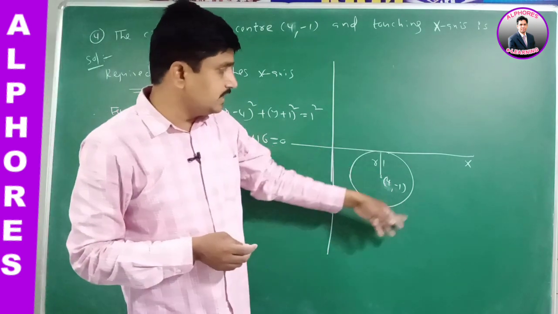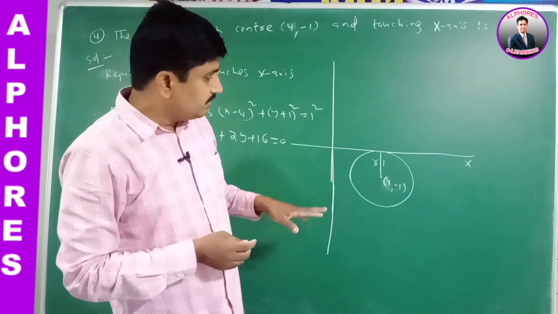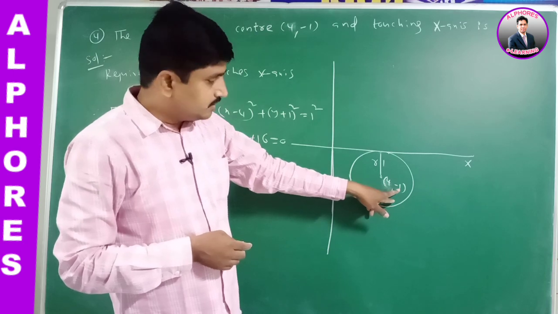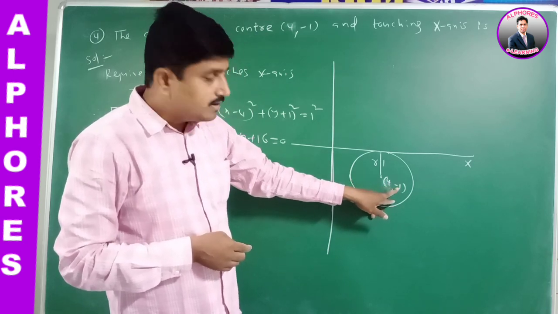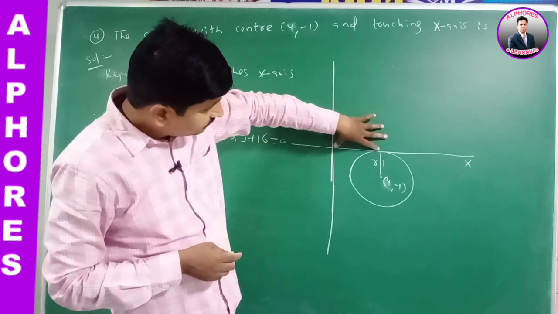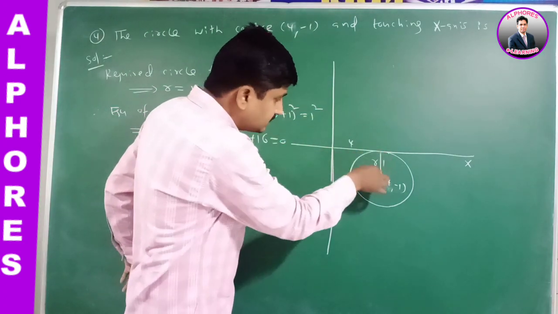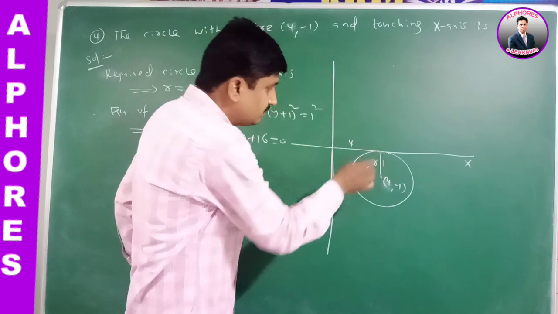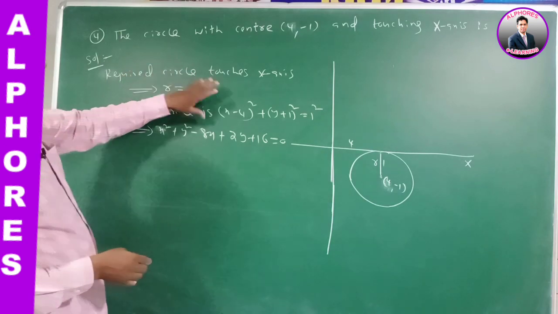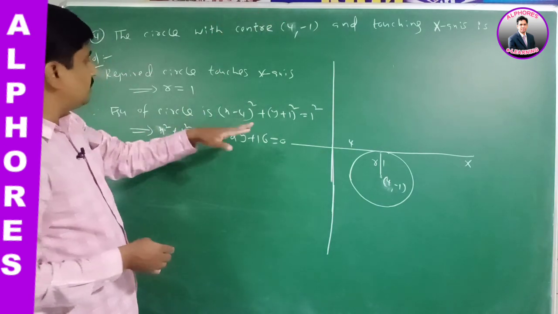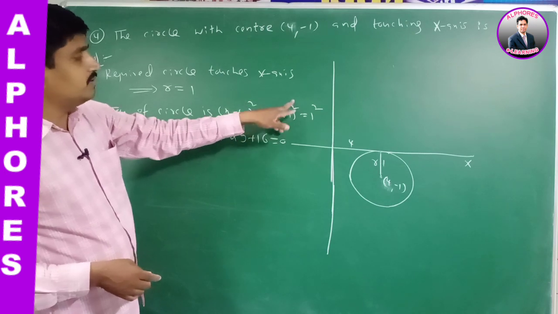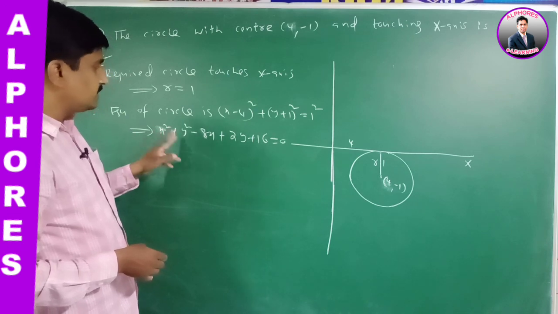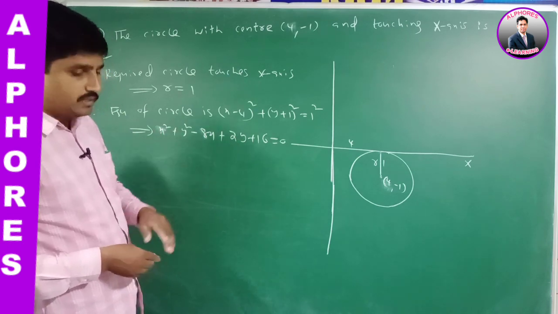Here the circle touches the x-axis, in this case what is the radius of the circle equal to? k. Here what is k? 1. Actually the y coordinate of the center is minus 1, but this length is 1, this length is 4, this length is 1. Therefore the radius is always greater than 0, therefore r equal to 1. Here the radius of the circle is 1, and the center is 4 comma minus 1. According to the formula, x minus h whole square plus y minus k whole square equal to r square. Now simplifying, we get the required circle equation x square plus y square minus 8x plus 2y plus 16 equal to 0.